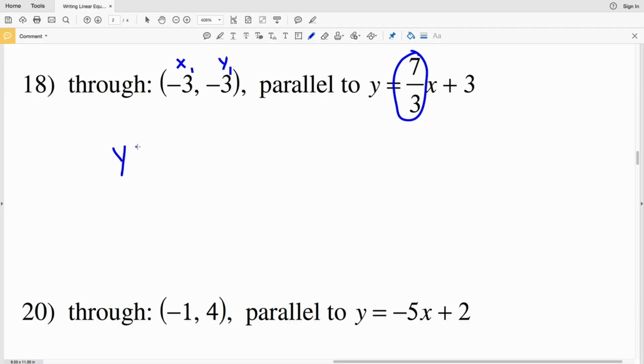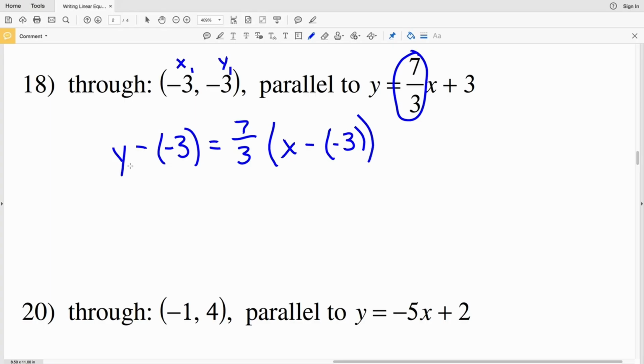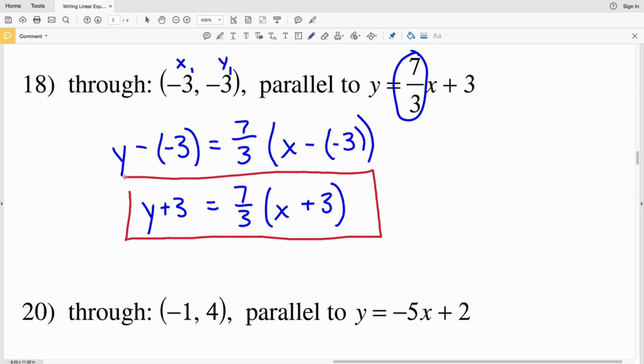So we'll have y minus y1, which is y minus a negative 3, and that's going to be equal to our m of 7/3 times x minus a negative 3. And let's go ahead and clean this up. When you subtract a negative, you're adding a positive. So that's going to be y plus 3 equals 7/3 times x plus 3. And that's the solution in number 18.